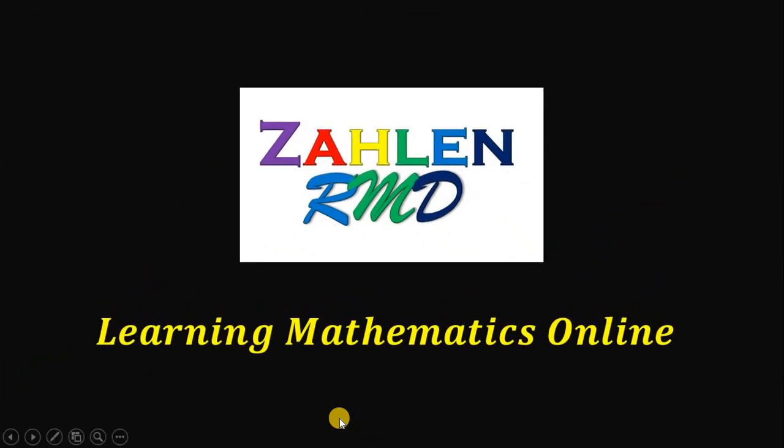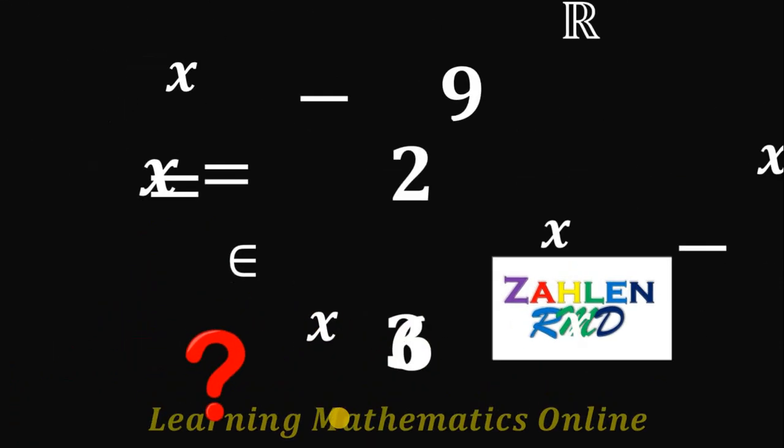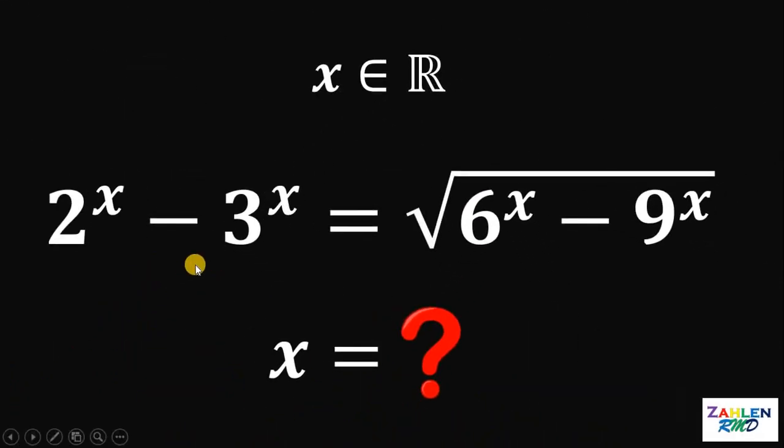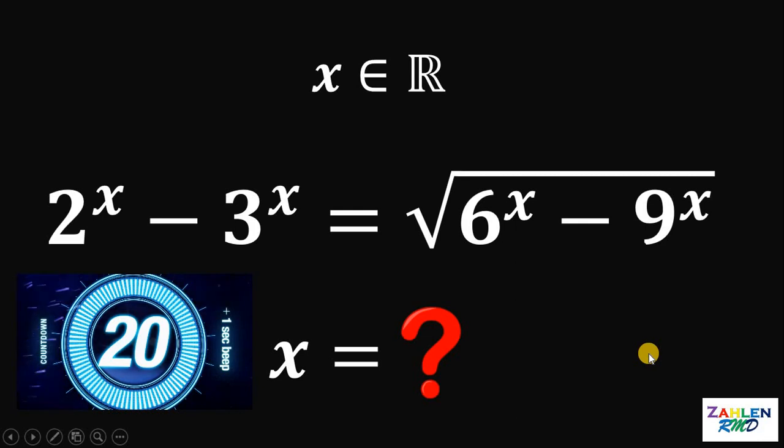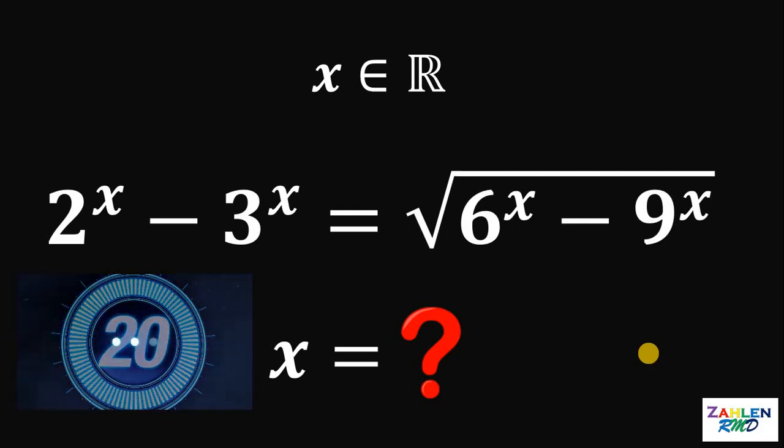And here's our question. Solve for all real values for x. Given this equation, 2 raised to x minus 3 raised to x equals square root of 6 raised to x minus 9 raised to x. Now, if you want to try this problem, just pause this video. We have 20 seconds and timer starts now.